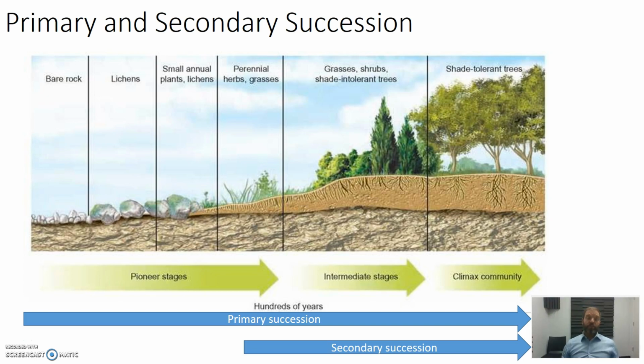And other things that might cause that could be floods, for instance, again, wiping away the trees but leaving soil behind. And of course, that's a much faster process, and you're able to establish shrubs and trees more quickly under secondary succession.